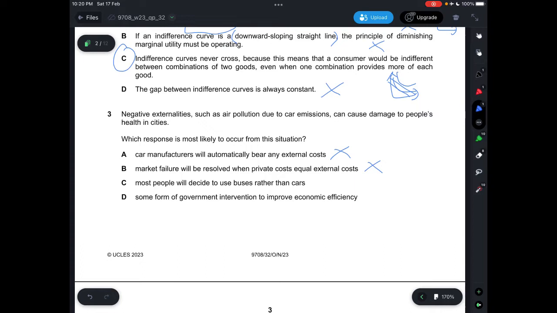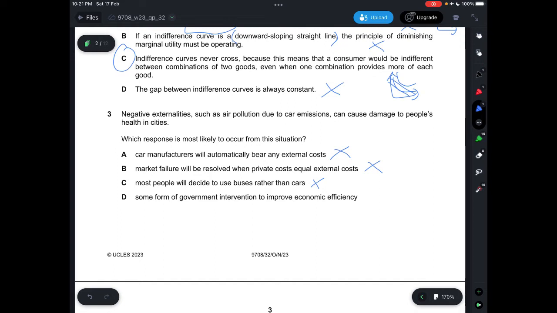C, it says most people will decide to use buses rather than cars, which is not exactly the case. This is possible, but this is possible when there's nudge theory. If, let's say, buses cannot provide decent alternatives to car transport, then people will just end up using cars instead. So C is not really accurate.